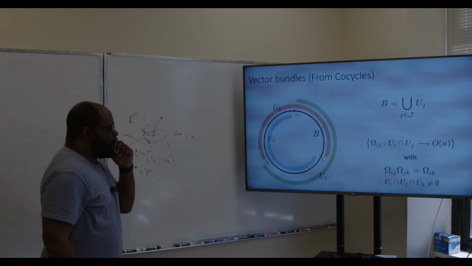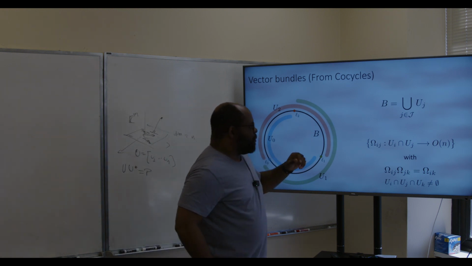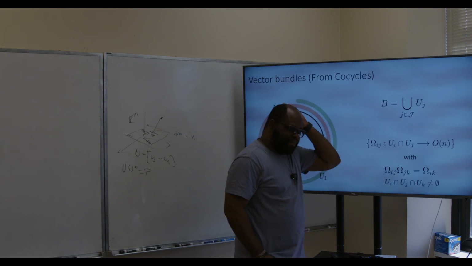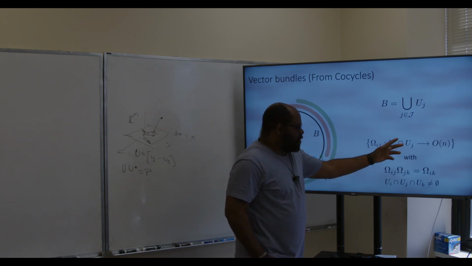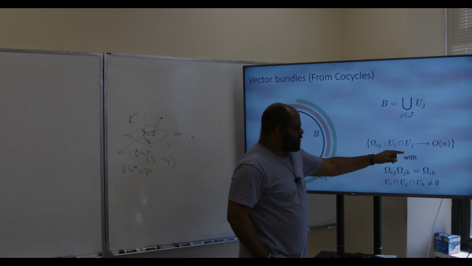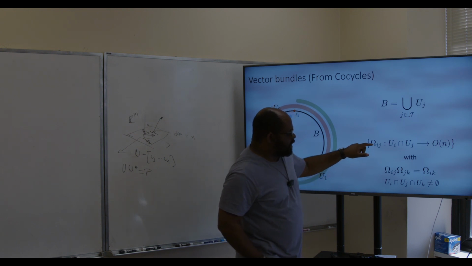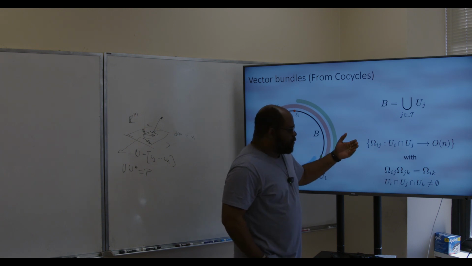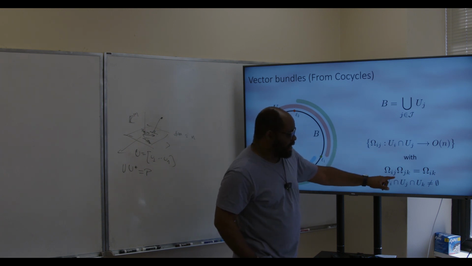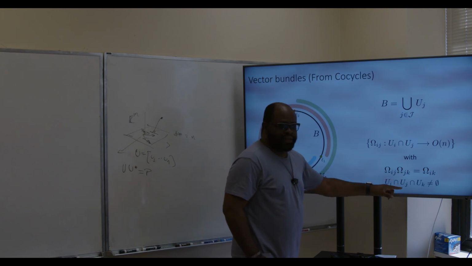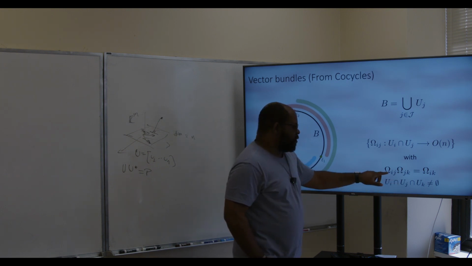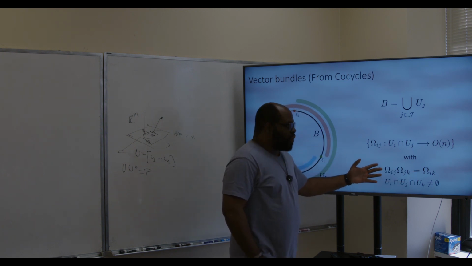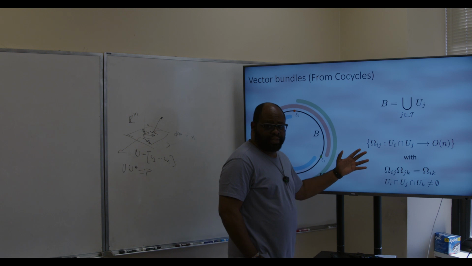So here's another type of construction in the land of vector bundles. Suppose that I give you a topological space B covered by open sets Uj, and then on every non-empty pairwise intersection, I give you a continuous function to the orthogonal group of n by n matrices, and I'm going to request that the following equation is satisfied on non-empty triple intersections. Okay? Omega ij times omega jk is equal to omega ik. So this is called the cocycle condition.